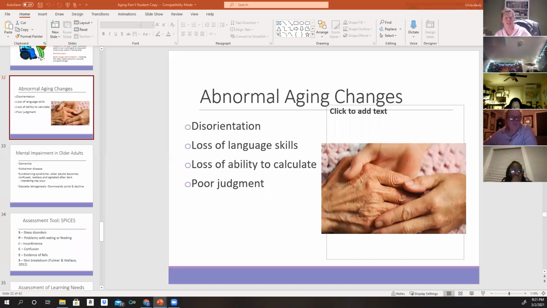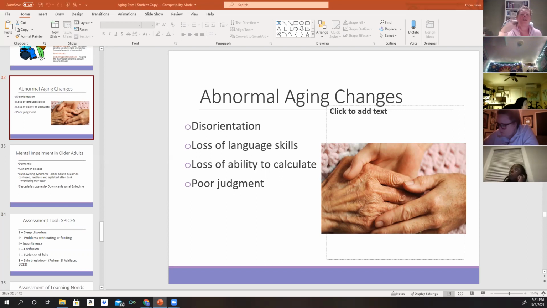So abnormal age changes: disorientation, not a normal age change, loss of language skills, not being able to talk, not being able to find those proper words. Things like you might read in your book where they say word salad, where they use a whole bunch of words that don't make sense, or they have trouble finding the exact word to use.